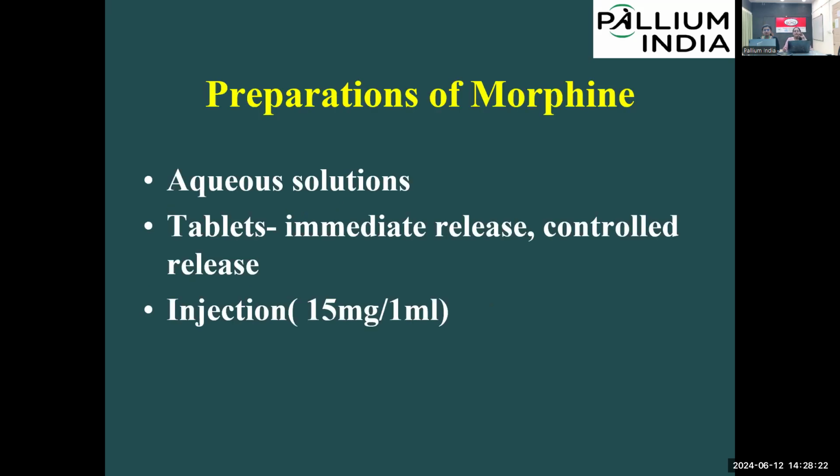Having said that, now we learn about the preparations of morphine. Morphine is available as aqueous solutions, that is, in syrup form. It is also available as tablets. And as I already said, the tablets could be immediate release tablets or sustained release tablets. And also it is available in injectable form.